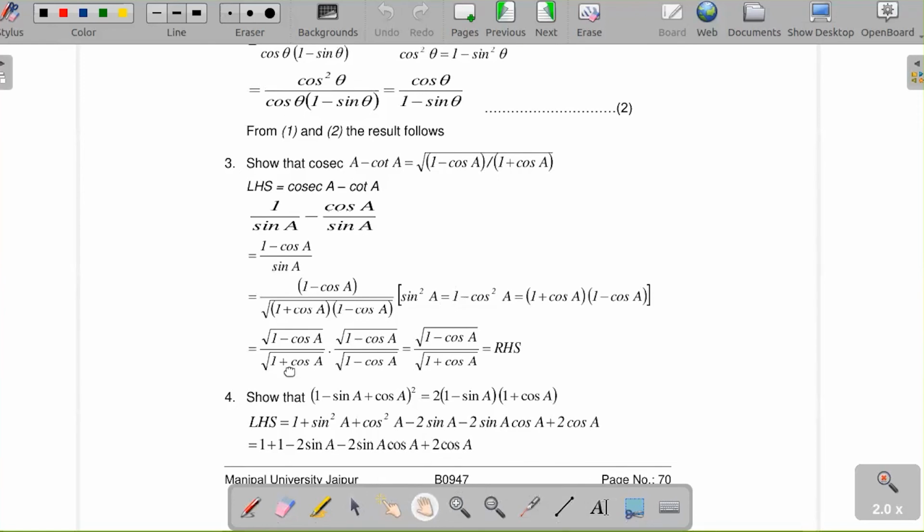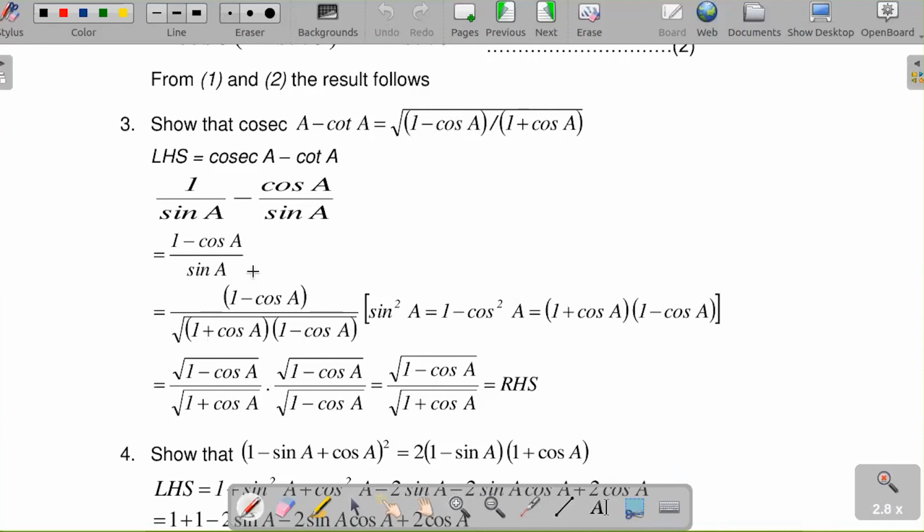Okay, I will not solve this one, but I will tell just how it is solved. This will be an easier one. So cosec minus cot, we have to prove this. LHS is equal to cosec A minus cot A.